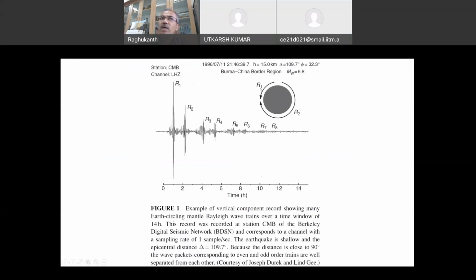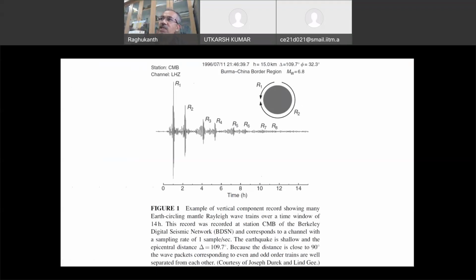R1 means the sharpest one, then R2 means the longest wave. Then R3, R4 are all multiple waves. I have told you the terminology also. Odd numbers stand for waves like R1 that go this way and then come back once again, so that will be R3, R5, R7. The odd numbers are this one. R2 are the waves which are coming from the other side. Then R4 is also like this; we said this several times in the previous class.